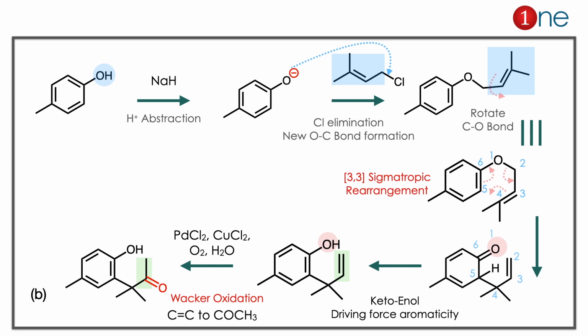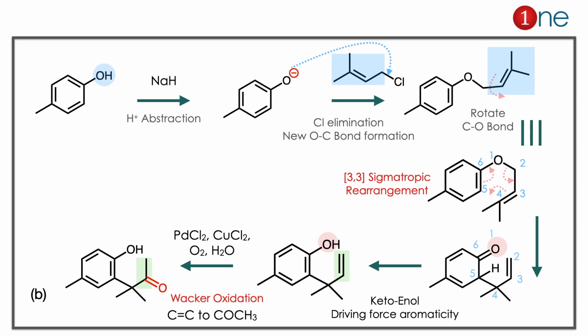So you have the ketone and terminal alkene. So we can redraw the alkene by keto-enol tautomerism. The driving force for the tautomerism is aromaticity. So aromaticity is established. You have alkene at terminal position. Next step, you are using palladium chloride and copper chloride. These catalysts are being used for Wacker oxidation. In Wacker oxidation, what really happens is the CC bond becomes CO, which is a ketone there. So the CC bond becomes COCH3, which is the answer, clearly B.